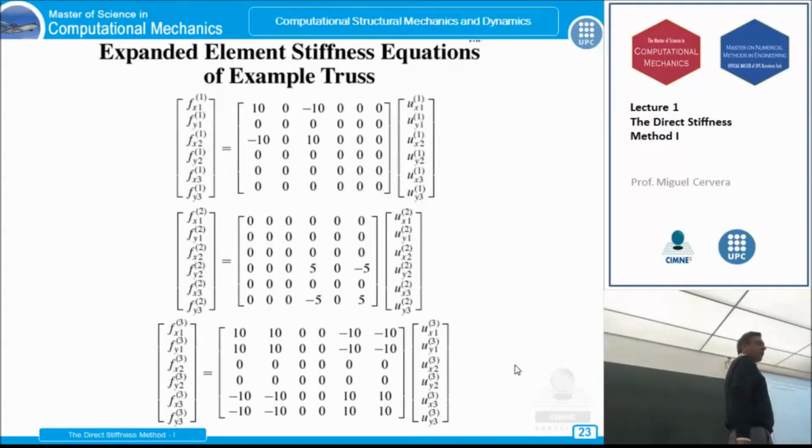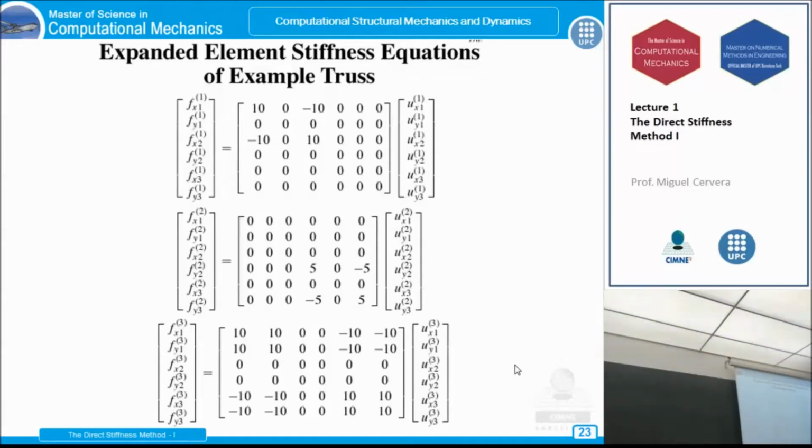Well, compatibility is very simple. That is why I said that in this method you take compatibility to start with. You see, here I have defined ux1 on bar 1. And here I have ux1 on bar 2. And here I have ux1 on bar 3. So I just drop the number of the bar. I just drop this 1, 1, 1, 1, 1, 1, 2, 2, 2, 2, 2, 2, 3, 3. And then you have compatibility automatically.